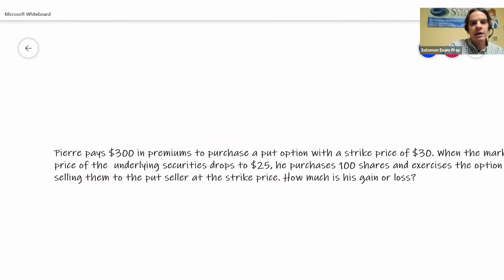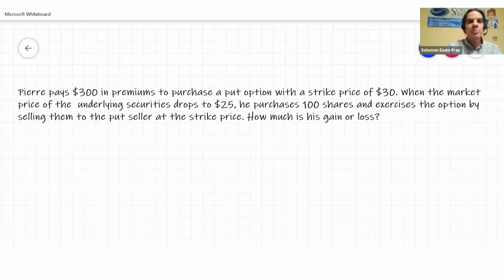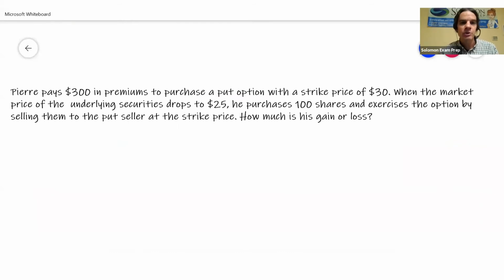All right, so let's now look at an example. Pierre pays $300 in premiums to purchase a put option with the strike price of $30. When the market price of the underlying securities drops to $25, he purchases 100 shares and exercises the option by selling those shares to the put seller at the strike price. So how much is his gain or loss?